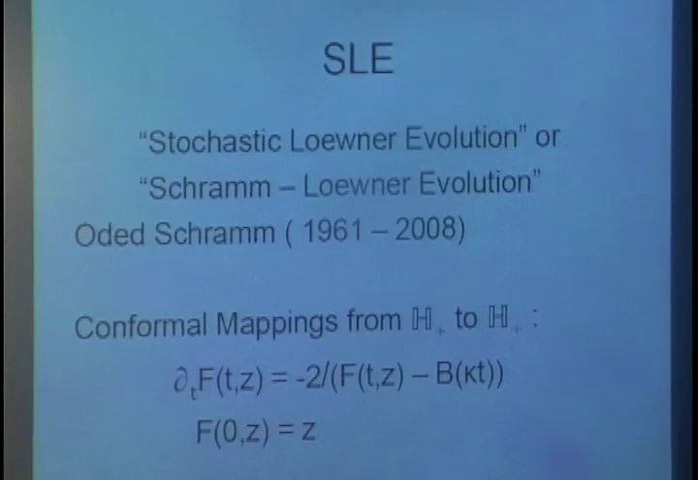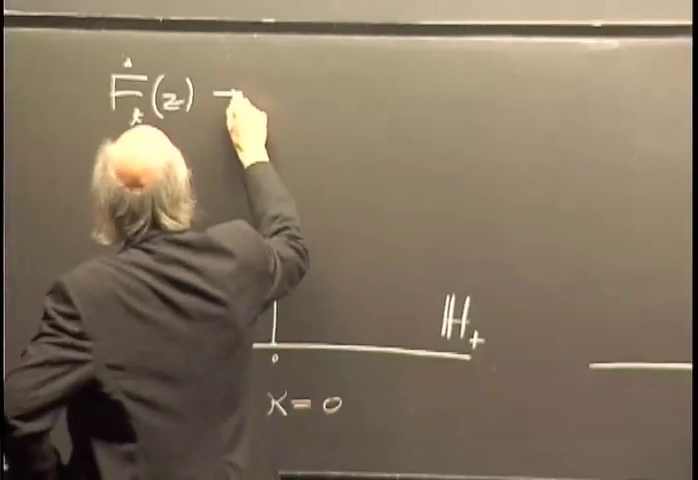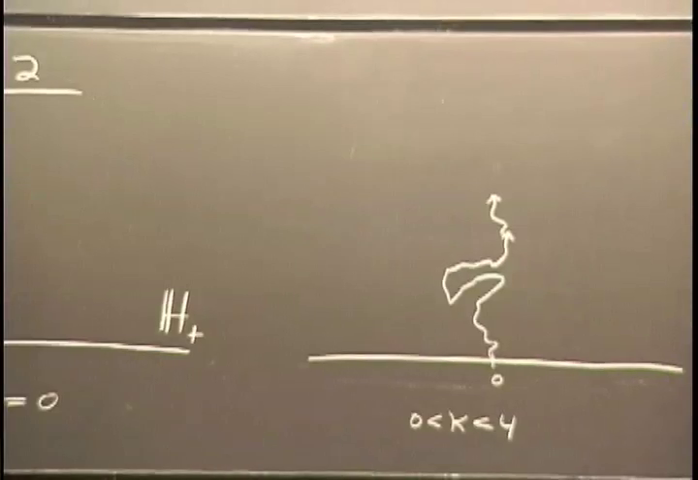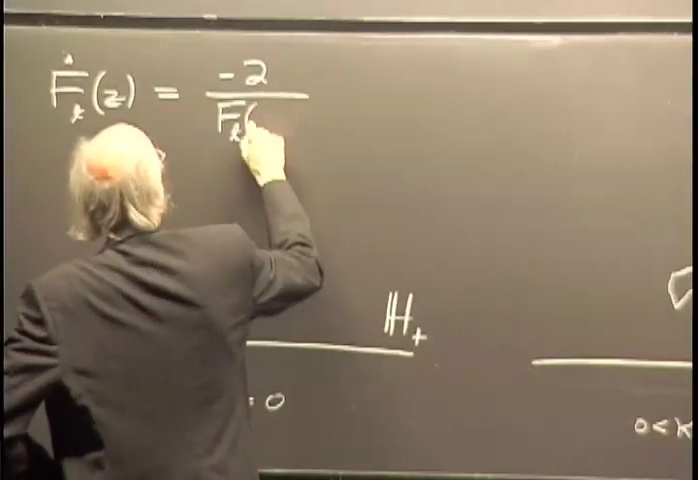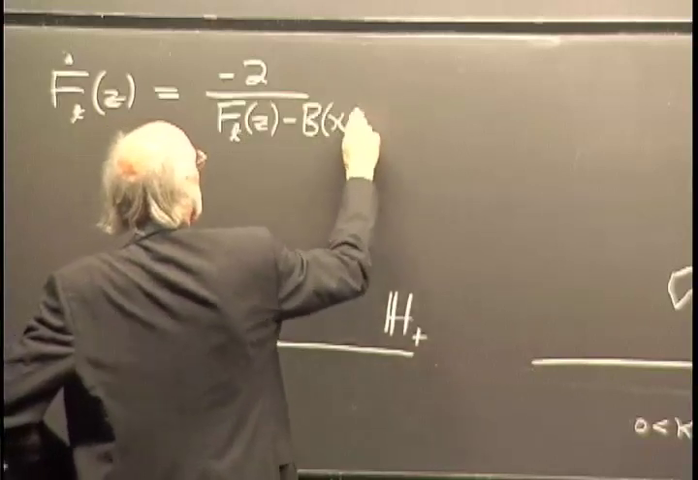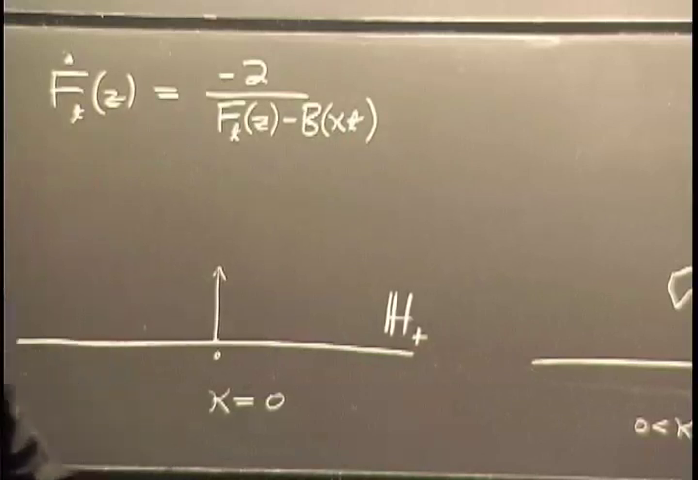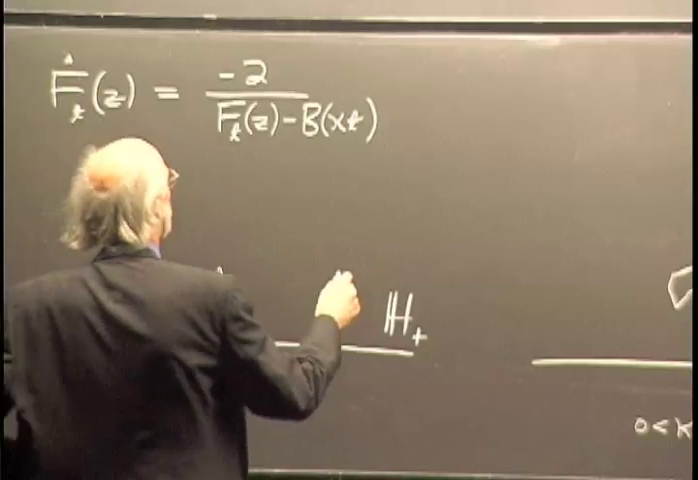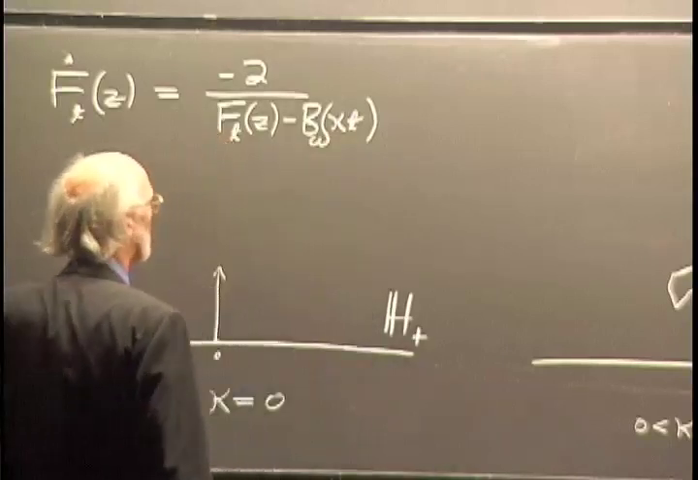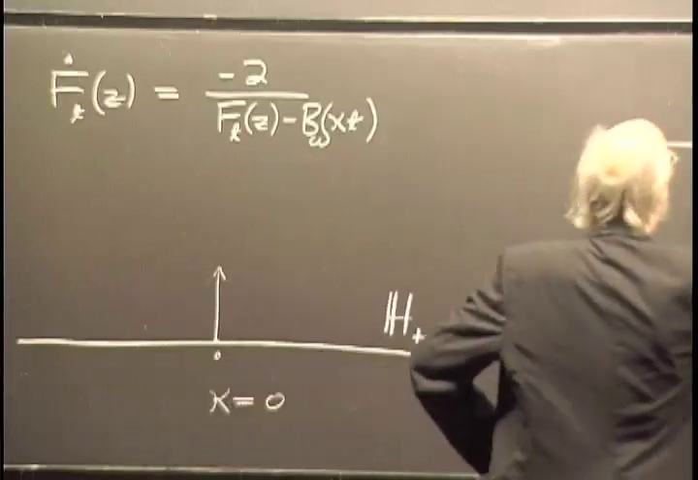And let me write down this equation. So we have the time derivative of some conformal mappings: f dot of z, there's a time parameter, is minus 2, that's just a normalization factor, over f_t of z minus b of kappa t. So b is Brownian motion on the line. I'm going to be a little pedantic here and put in omega, which will appear later.